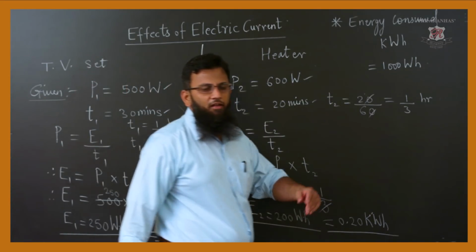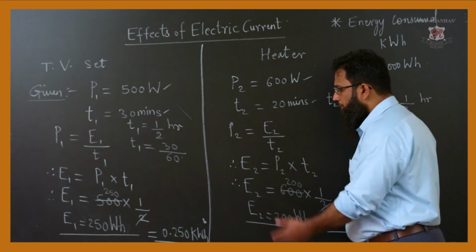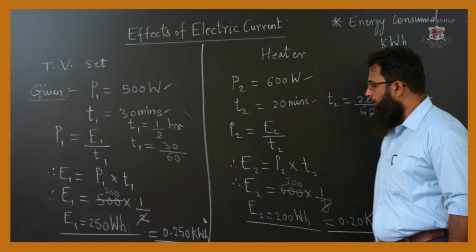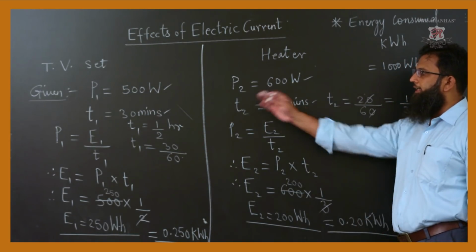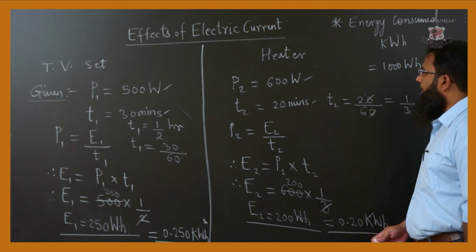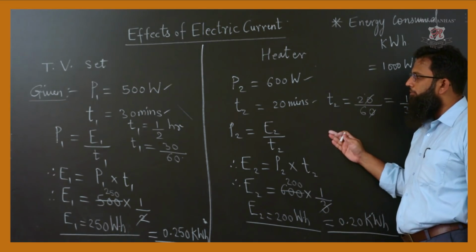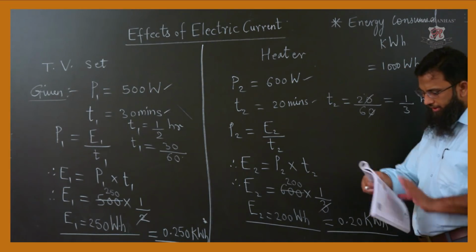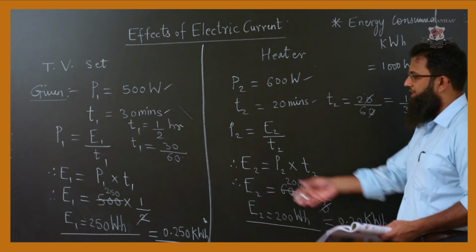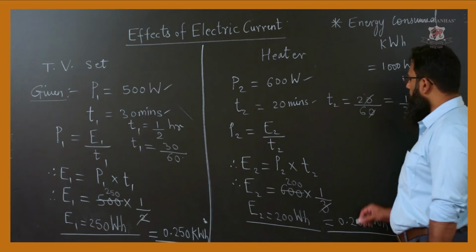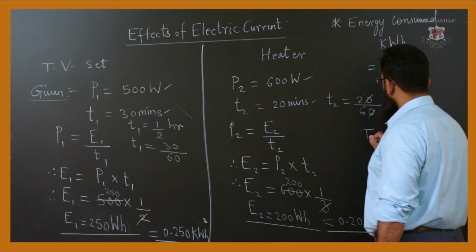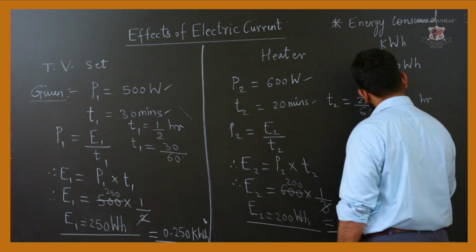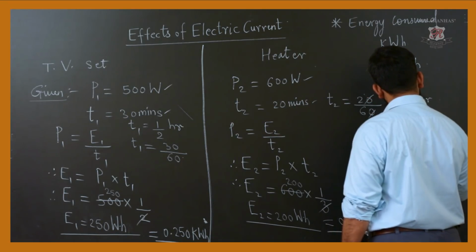So, easily we can make the conclusion from the given two values that the energy consumed by the television set in 30 minutes is more as compared to the energy consumed by the heater in 20 minutes. Let us cross check with their answer, and their answer also says that television set consumes more energy. So, at the end you can make a conclusion, television set consumes more energy.